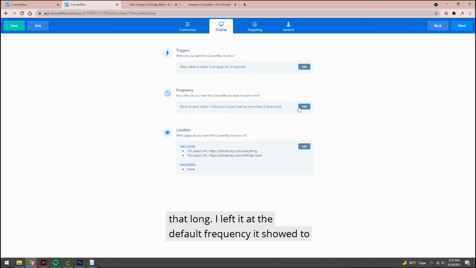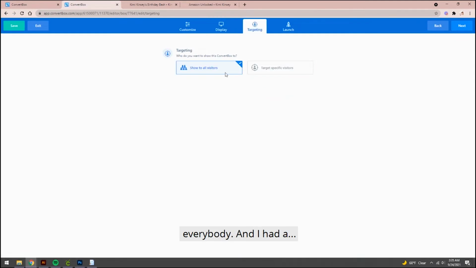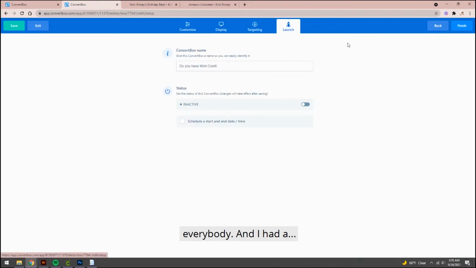I left it at the default frequency. It showed to everybody. It's currently inactive, but I did for a while have it turned on for the birthday bash. I've since turned it off.